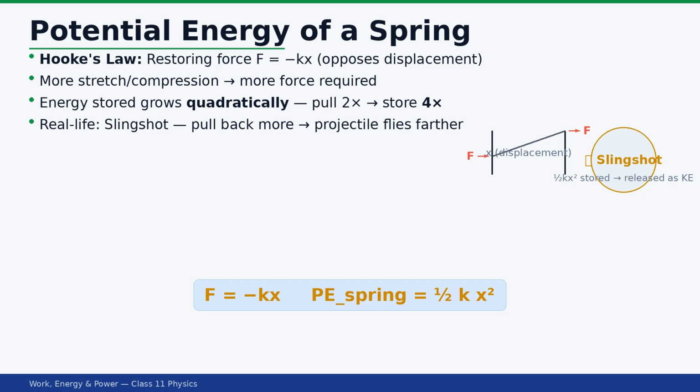Now, a spring stores elastic potential energy. Hooke's law says the restoring force is F equals minus kx, where k is the spring constant and x is the displacement. The negative sign means the spring always pulls back opposite to how you stretch it. The energy stored is half kx squared. Notice the square. Pull twice as far and you store 4 times the energy. A slingshot works exactly like this.